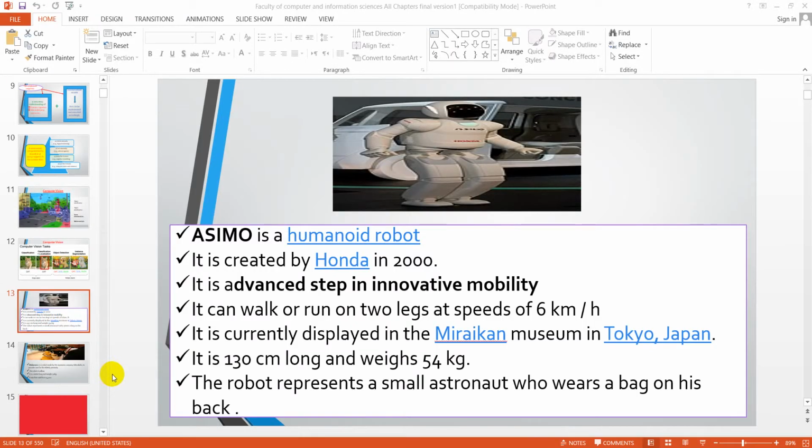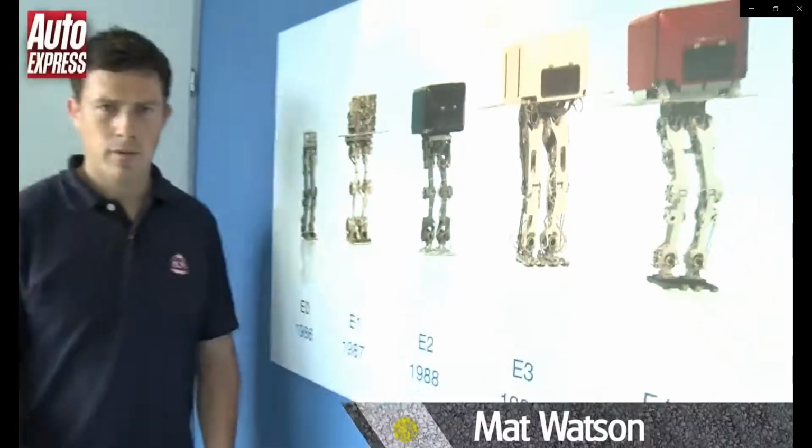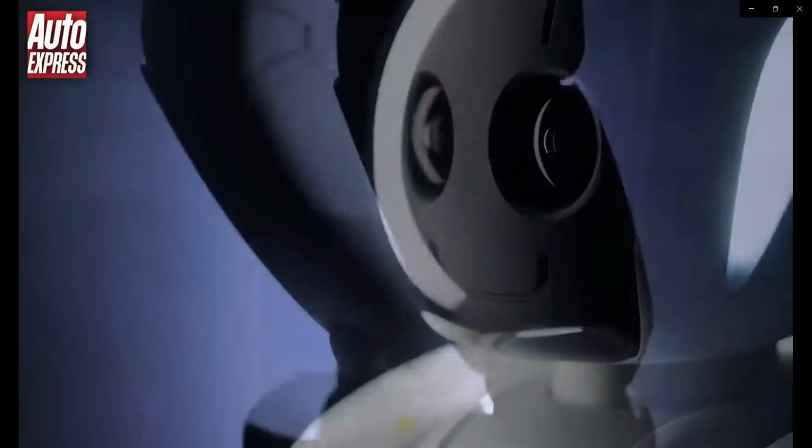As an advanced step in innovative mobility is ASIMO, which is a humanoid robot. I've come to Honda's technical studio in Brussels to meet one of their most important representatives, although I'm not quite sure who it is yet. Turns out, who I was about to meet wasn't actually a human, but a robot. Honda's famous humanoid robot, Asimo.